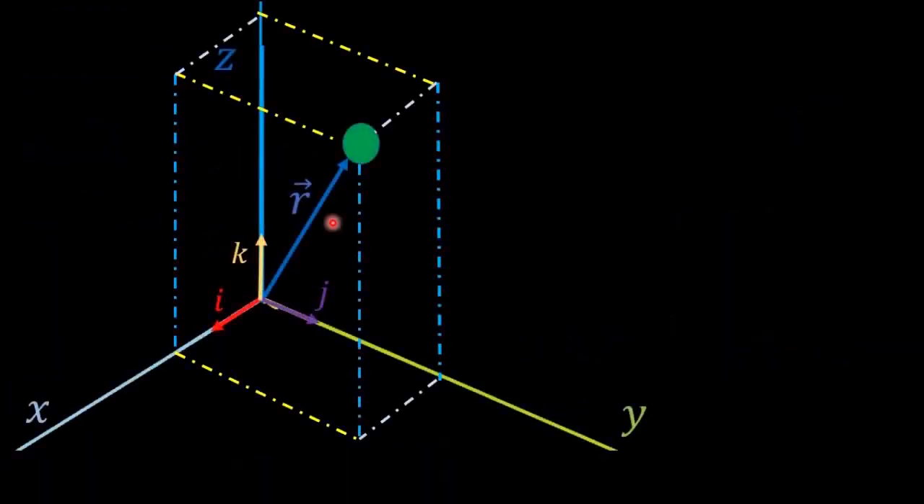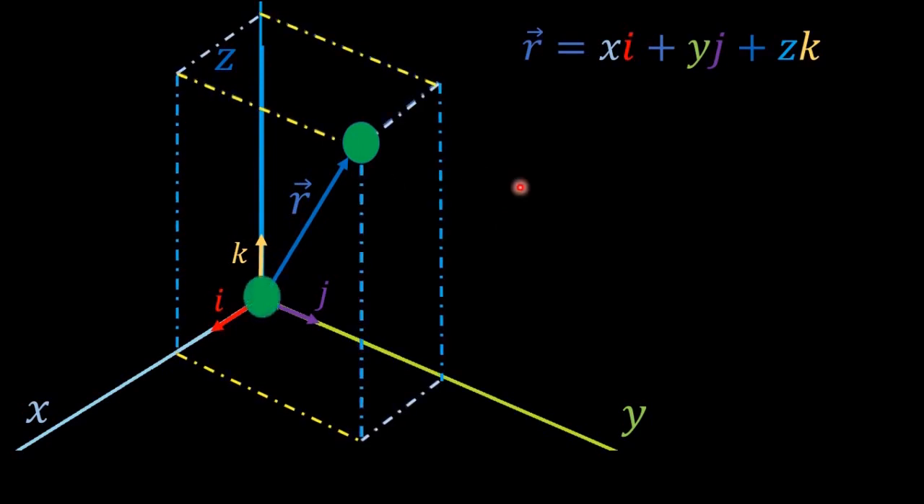Okay, so let's have a look at the particle's motion in 3 dimensions. Now I've added a new coordinate axis called z, and a new unit vector I've called k, which acts in the direction of z. So the particle, to get to this position, has moved a certain amount in the i direction, the j direction, and the k direction.